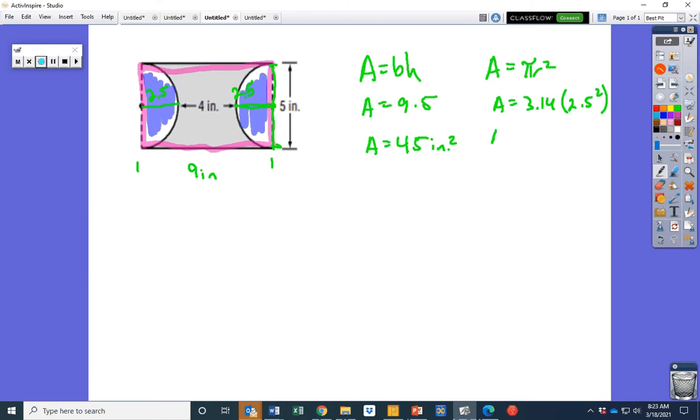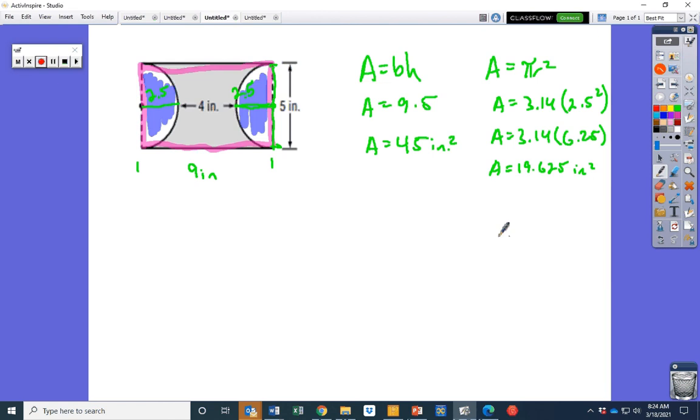squared. Okay, use your calculators. What's 2.5 squared? Don't say 5. 2.5 times 2.5 gives me what? 6.25. Now multiply that times 3.14. Tell me what you get. 19.625. Okay, 19.625, and that is inches squared.